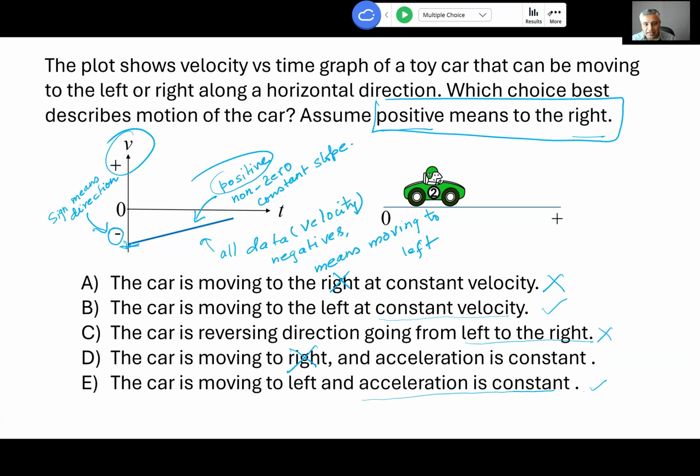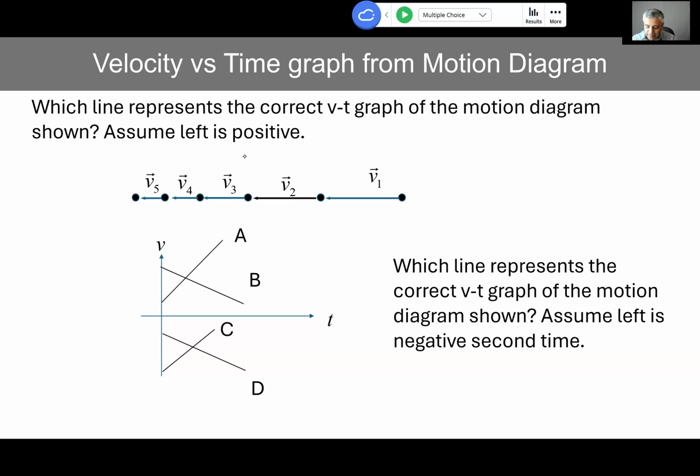So that's how you need to read and think and draw a velocity versus time graph. Remember, in the next worksheet, you are drawing the velocity versus time graph. So, for example, here I'm giving you a motion diagram, and I'm asking you to pick a graph, or let's say draw a graph, choose a graph.